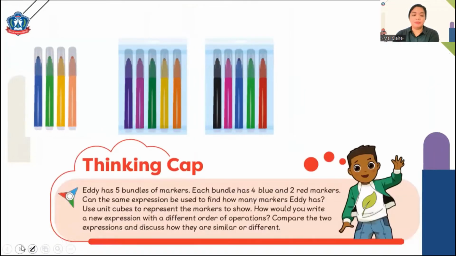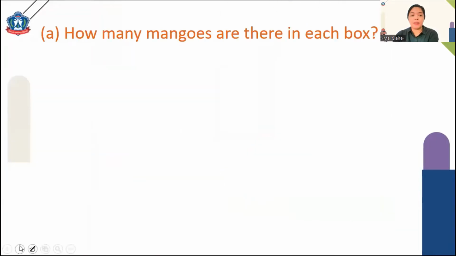Take a look. Eddie has 5 bundles of markers, the same markers. Each bundle has 4 blue and 2 red markers. Can the same expression be used to find how many markers Eddie has? Use unit cubes to represent the markers to show. And how would you write a new expression with a different order of operations? So we will try to answer this question during our class tomorrow. Be prepared, P6.